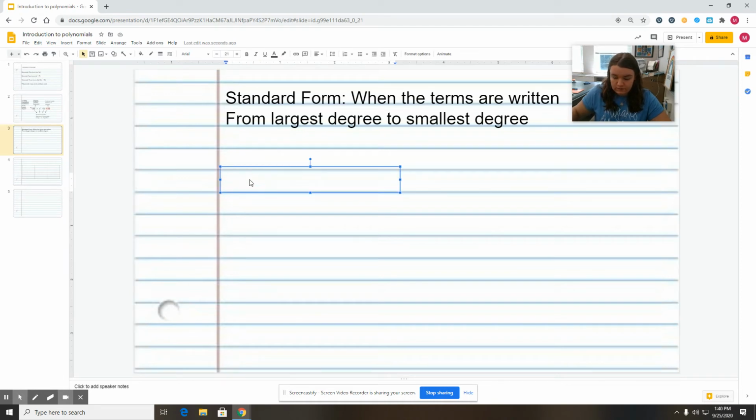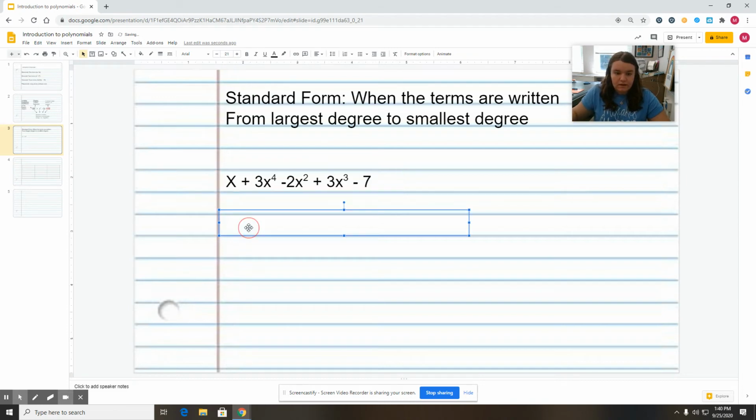So I'm going to write out a polynomial here: x plus 3x to the 4th minus 2x to the 2nd plus 3x to the 3rd minus 7. And we need to rewrite this in standard form.